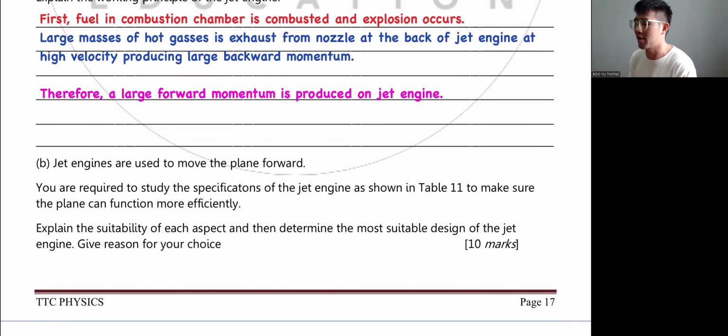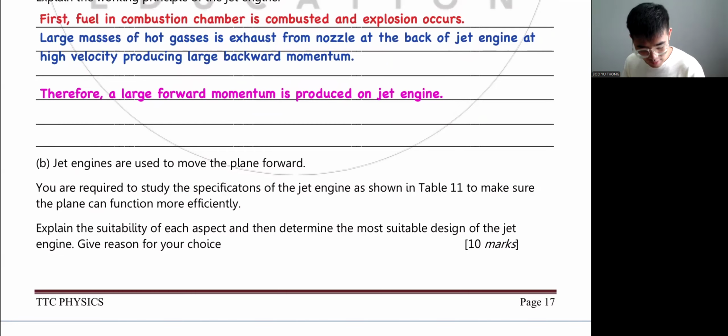Now you say a backward momentum is produced, then it produces a forward momentum. But is this principle found by you? You don't find out this principle yourself, right? This principle is found by Newton, so we are just learning the principle and applying the principle that was found by Newton, right?